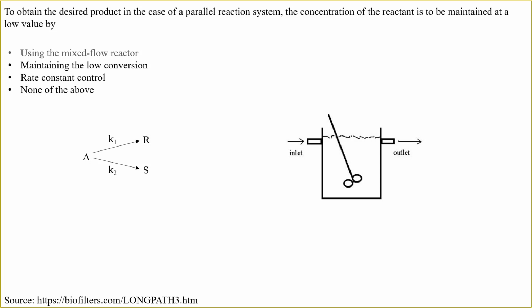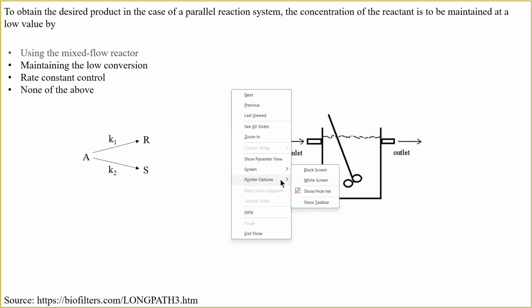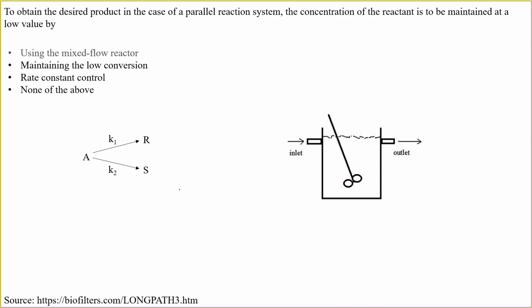What happens in a mixed flow reactor is the moment you add the reactant inside, the reactant undergoes conversion. Why? Because the entire mixed flow reactor is uniformly mixed. So the moment you add the reactant inside the reactor, the concentration drops drastically. Concentration drop is very sharp. So you can see that concentration will drastically drop like this.